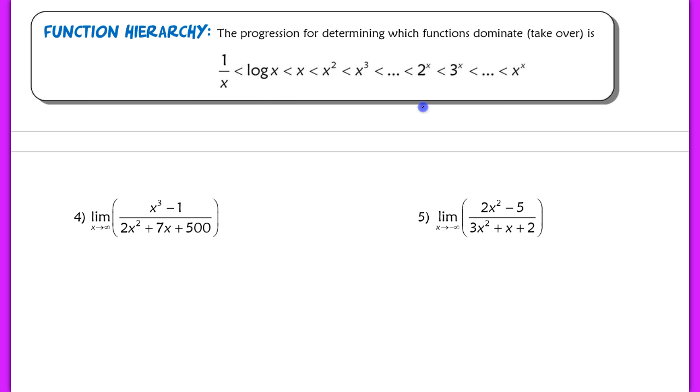So here I've got a function hierarchy, so make sure you familiarize yourself with it, that you're comfortable with that. So basically 1 over x increases much slower than log x, which increases much slower than x, which increases much slower than x squared, and so on. So that's your function hierarchy, okay? So let's use those ideas then to find some more limits.